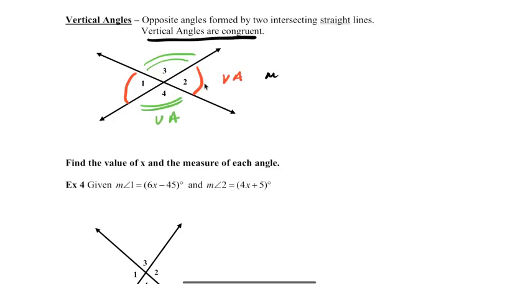So the measure of angle 1 is equal to the measure of angle 2. And the same thing down here. The measure of angle 3 is equal to the measure of angle 4. Vertical angles are very important in geometry. So big idea here: if you have intersecting lines, the ones opposite each other are vertical angles and are congruent.